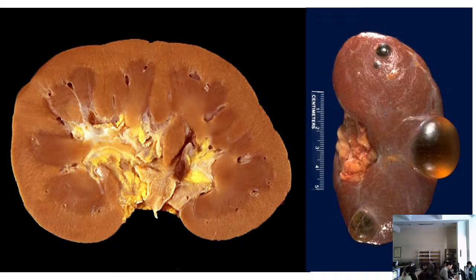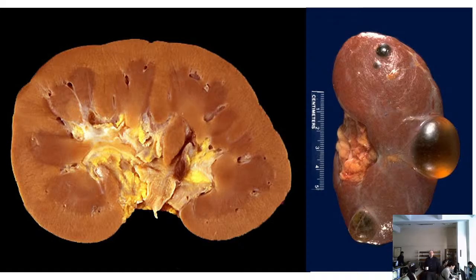So what is this? Where there is a cavity, that's the pelvis, where we have the urine collected there. What is this? The whitish tissue. It's the renal pelvis mucosa. That means this is the urothelium.